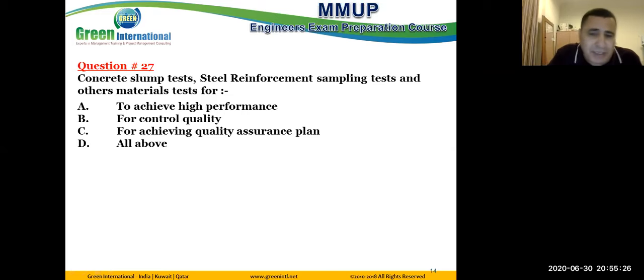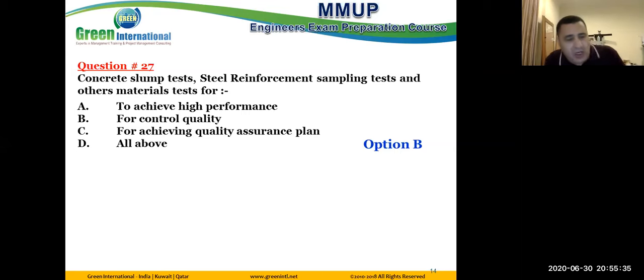Achieving quality assurance plan is about your process. You are auditing your process and you found out there are no NCRs. If you have a process giving NCRs in audits, and you have minimum defects related to your product in inspection and test, that means you have a very comprehensive QA/QC plan. Okay? All above? No. The answer is control quality.